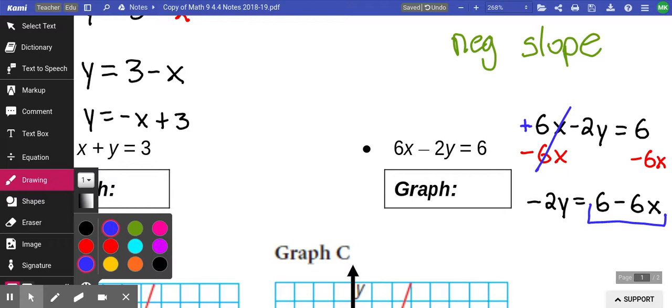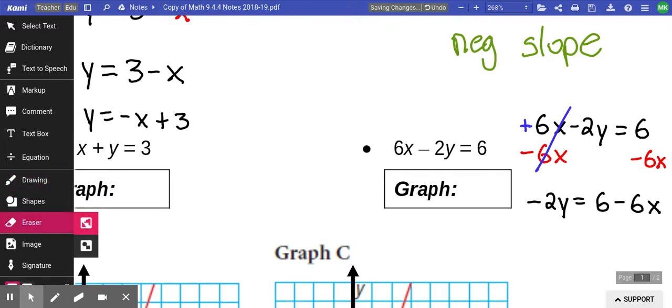I like to pretend they're things. Right? So this 6 just represents 6 apples, and this x represents 6 oranges. So if I had 6 apples and I subtracted away 6 oranges, it doesn't make a difference, right? I just have those two things. Yeah, you got it. All right, I got to get rid of that negative 2.